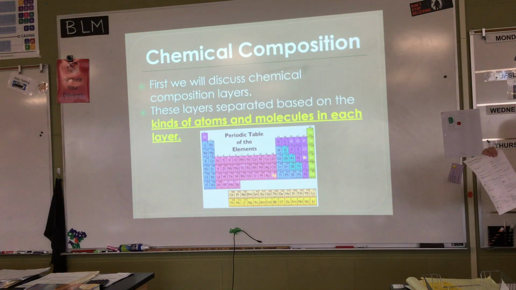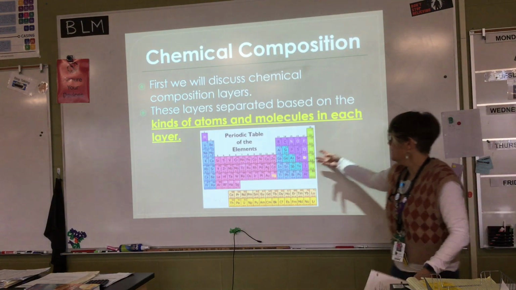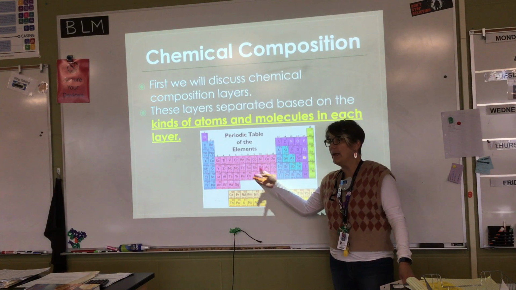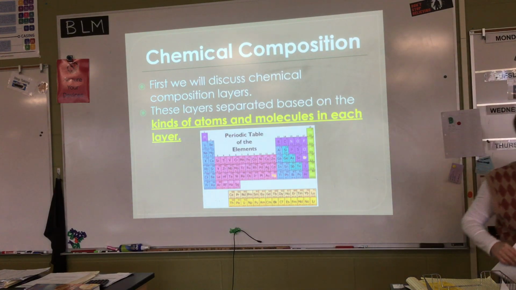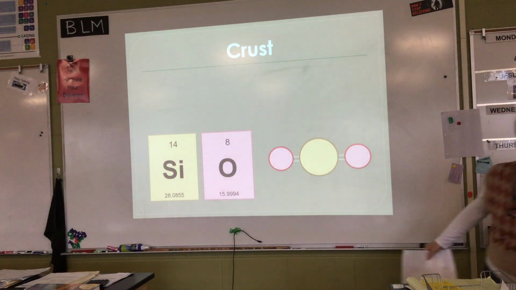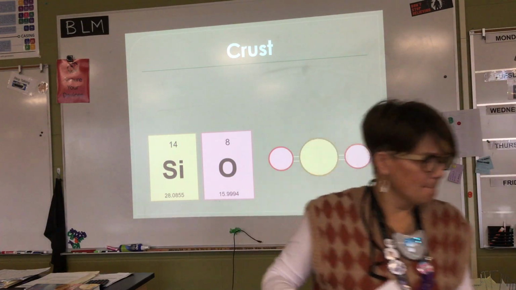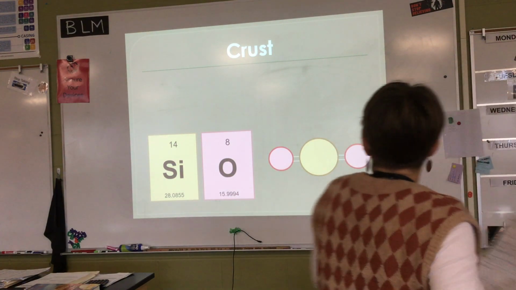All right, so we talked about chemical composition, and when I mean that, I mean the elements. So we're looking at what elements those layers are made of. Can I look to see how far we got yesterday? Just the first one. Okay, so now let's look at the crust.